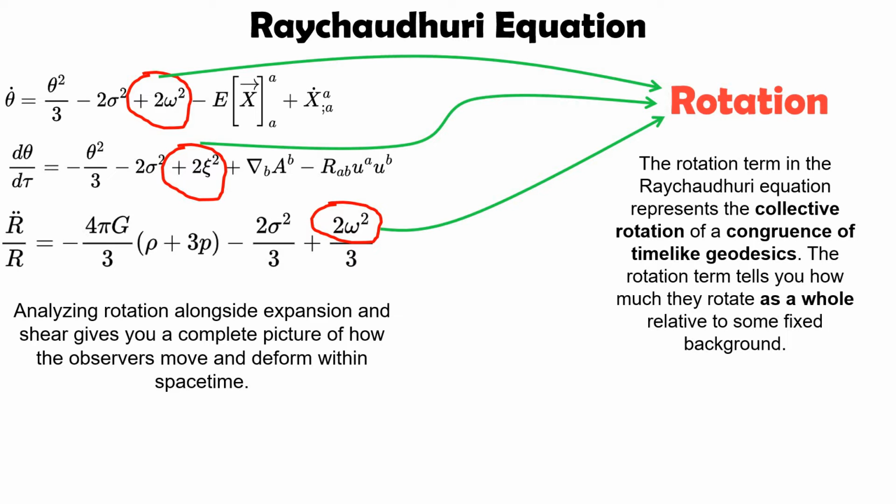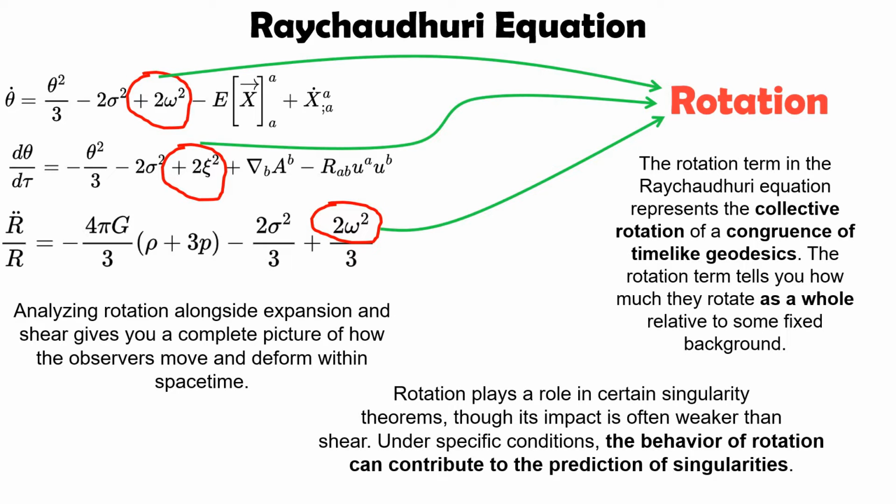Now, when we talk of observers here, what do I mean? I will just show you. This is actually the geodesic movement, which we call an observer. So the rotation is very important and it plays a pivotal role in singularity theorems, though its impact is often weaker, because under specific conditions the behavior of rotation can contribute to the prediction of singularities. This is also called vorticity, and we will see later that this is actually in a tensorial form, which is called a vorticity tensor. So two things we have just seen which are very common in the Raychaudhuri equation: one is the shear and one is the rotation.